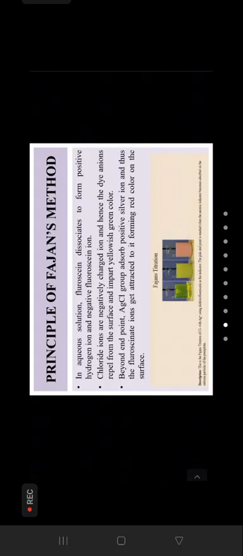So the major difference between Mohr's method and Fajan's method is that the colored precipitate which is forming in the Mohr's method is forming within the solution, and the colored precipitate which is forming in the Fajan's method is on the surface of the solution. That means on the top of the solution. Clear or not?